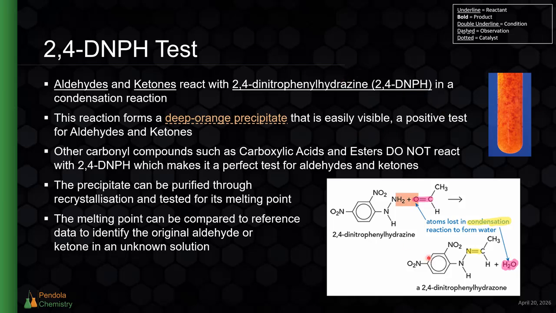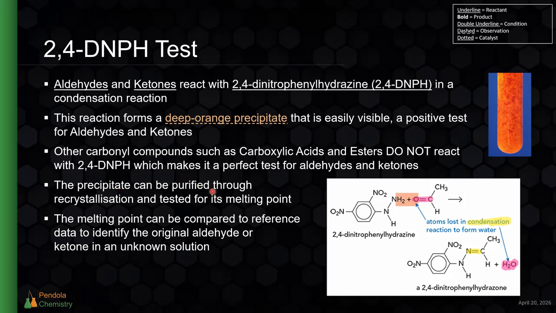So essentially, because 2,4-DNPH only undergoes this condensation reaction to bind the carbon from the carbonyl on the aldehyde or ketone and the nitrogen from the amine on the 2,4-DNPH, this only happens to aldehydes and ketones, meaning that this is a perfect test. Because if we add 2,4-DNPH to an unknown sample and we get this deep orange precipitate, then we know that that sample had an aldehyde or a ketone. But if we don't, then we know that sample was some other organic compound.